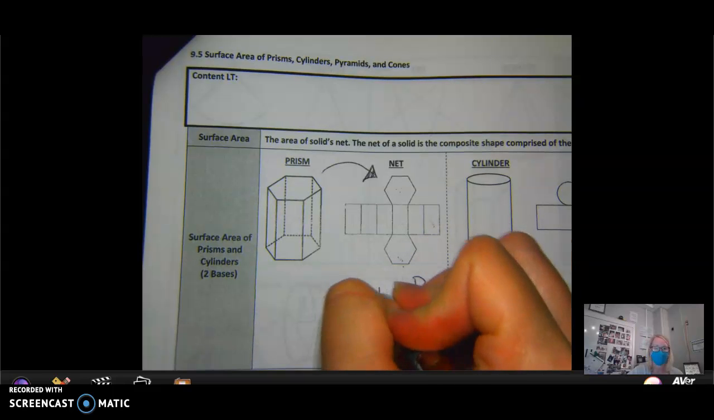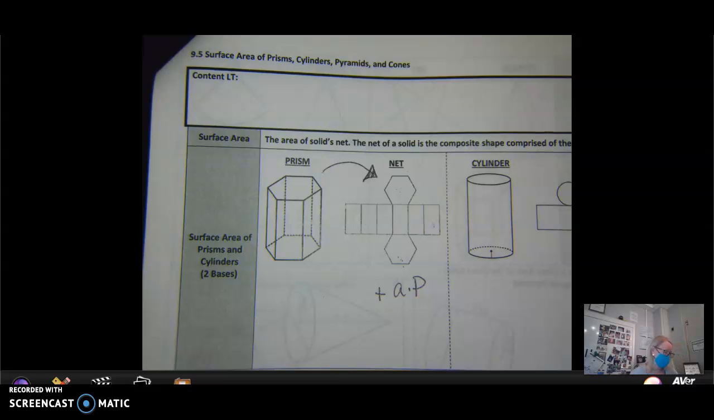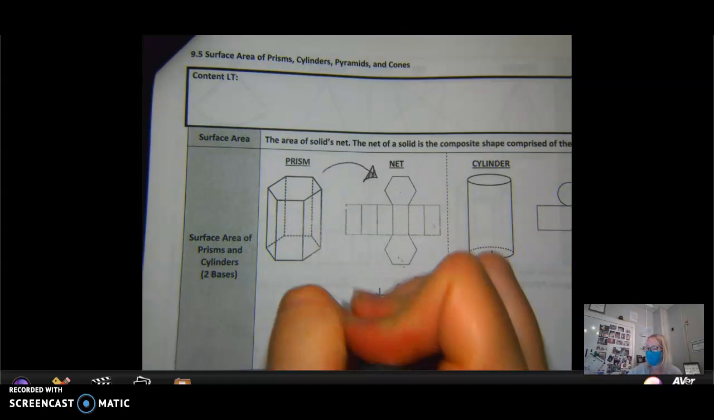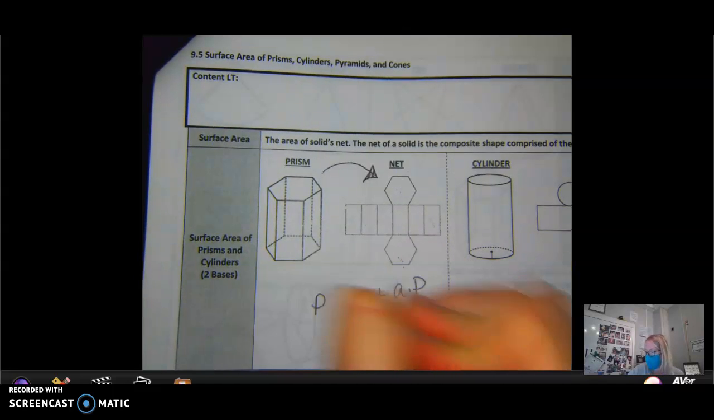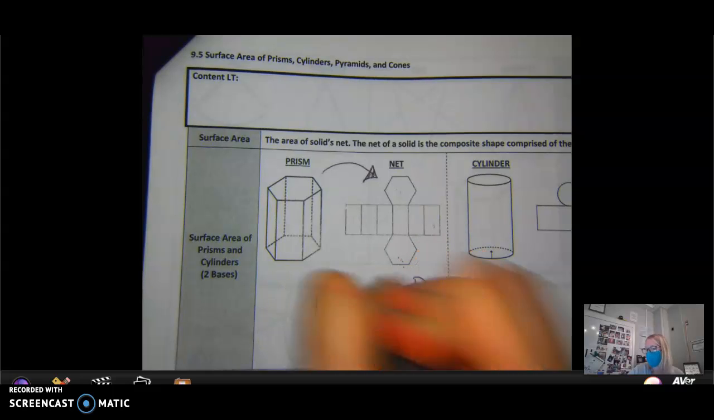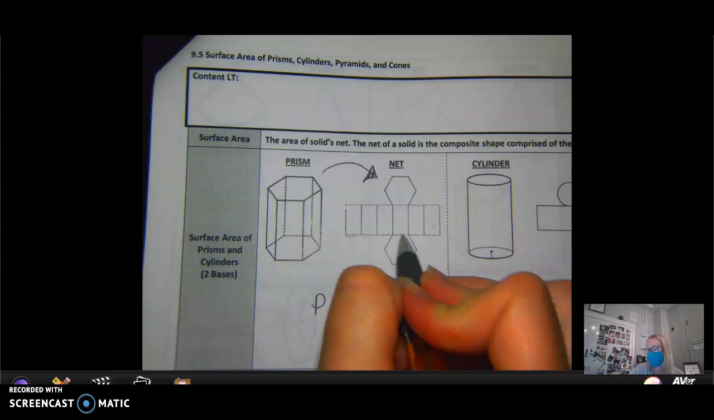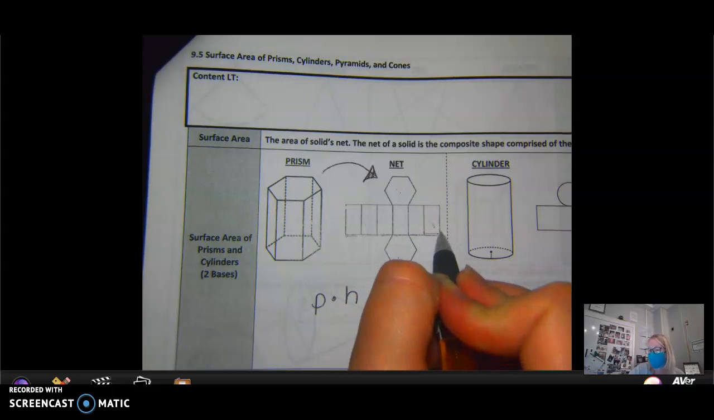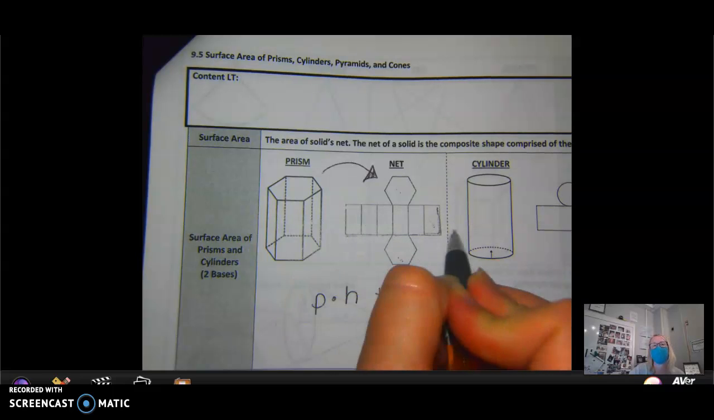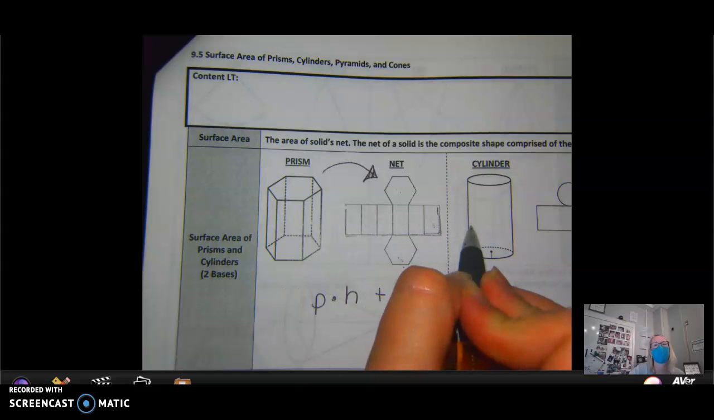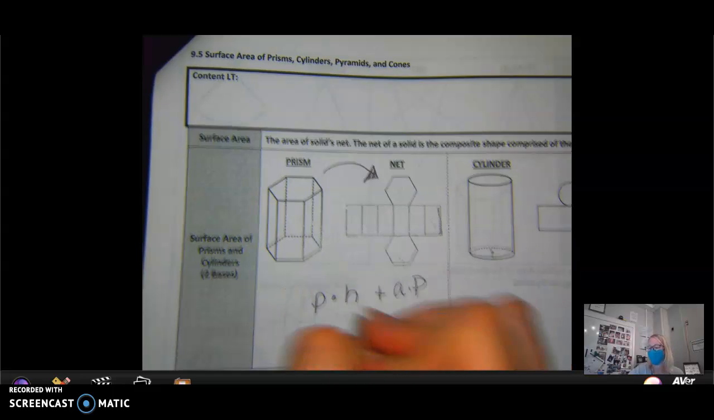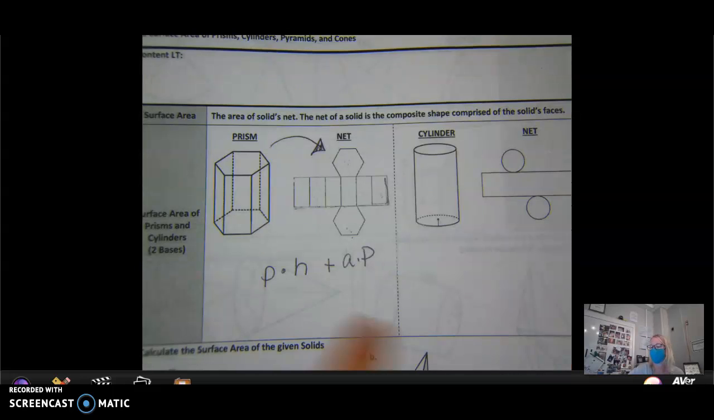Okay? To that, you are going to add the perimeter of the base times the height of this figure. Because perimeter of the base would give you this plus this plus this plus this plus this plus this, and then you would multiply it by the height. Well, isn't that how you find area of a rectangle? Base times height? So you're just doing perimeter of the base times height and then adding to that apothem times the perimeter. Does that make sense? Okay.